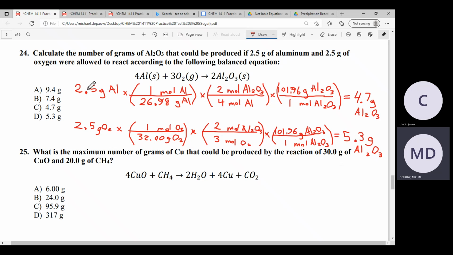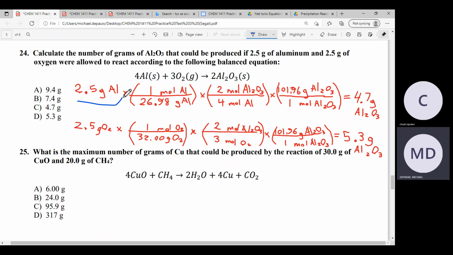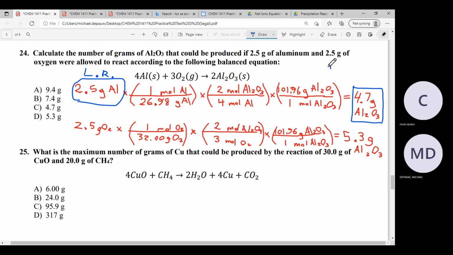So the reactant that produces the lesser amount of product is your limiting reagent. So this bad boy right here, this is your limiting reagent. This is your LR. All other reagents are your excess reagents, in this case oxygen. So the limiting reagent always tells you what your, wait for it, theoretical yield is. Theoretical yield.